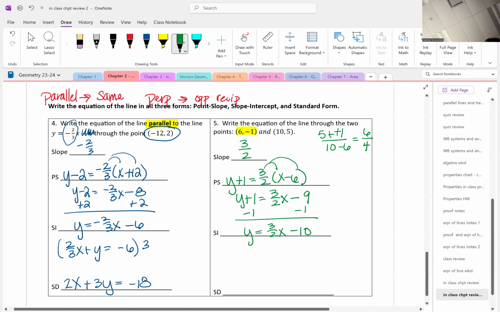And then to get it to standard form, I need the x's on the left. So I have negative 3/2 x plus y equals negative 10. But I'm not quite in standard form because I haven't cleared the fraction. So I'm going to look at the only denominator I have, which is 2, and multiply that equation by 2. So 2 divided by 2 is 1 times the negative 3 gives me negative 3x. 2 times y is 2y, and 2 times 10 is negative 20.